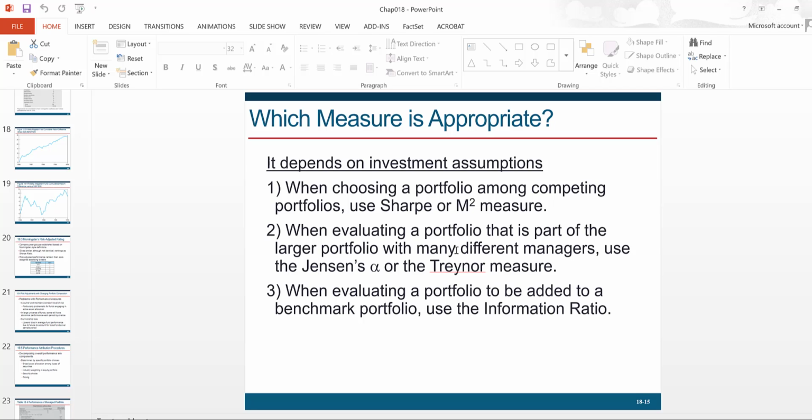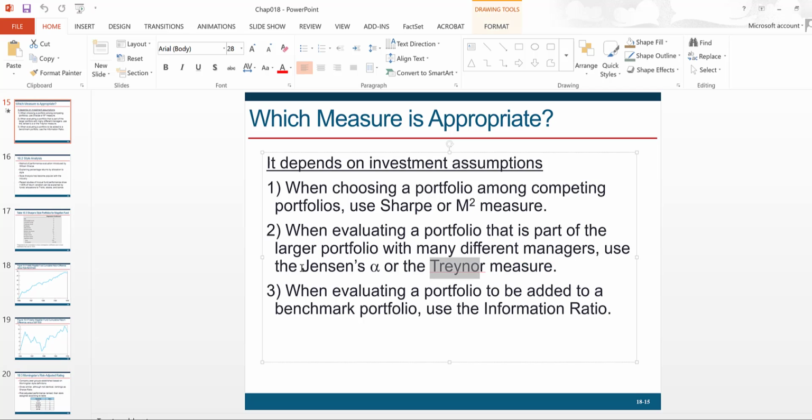So what matters is the risk of that bigger portfolio, and how much this individual portfolio is contributing to the risk of the overall portfolio. That can be captured by a systematic risk metric like beta, right? So in those situations, a beta based performance evaluation metric like Treynor or Jensen's alpha would be more appropriate.